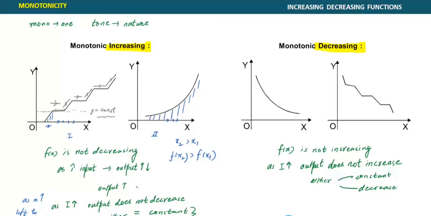It does not decrease. So this satisfies this particular condition. That is the other condition we talked about. Either it will be constant output or it will increase. So both these diagrams actually satisfy the definition of a monotonically increasing function.